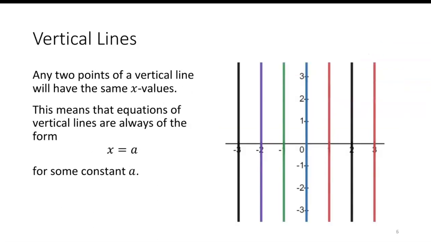Vertical lines all have the same x value. So the equation will be in terms of just x equal to whatever the x value is. This one on the left is x equal to -3. This one here in the middle is at x equal to 0. The one on the far right is x equal to +3.